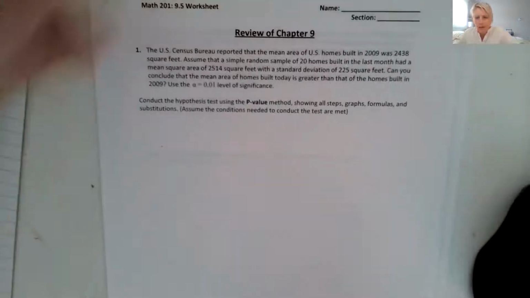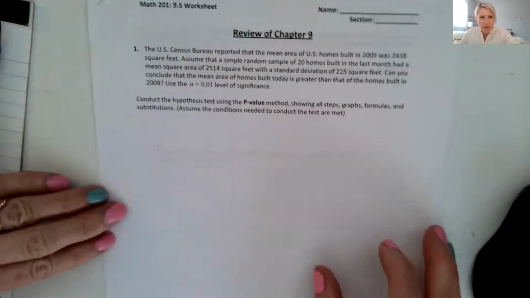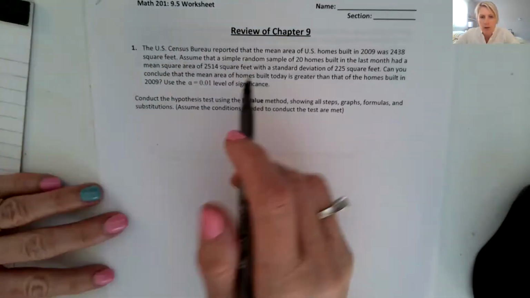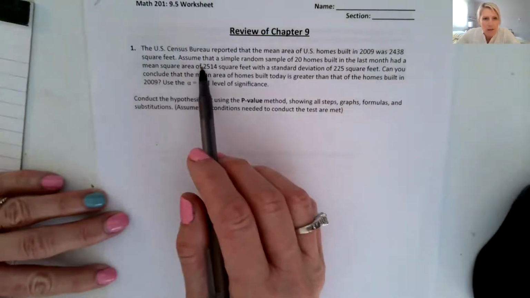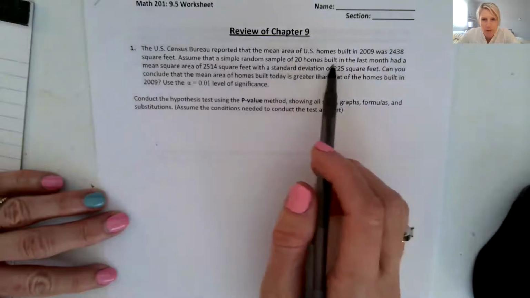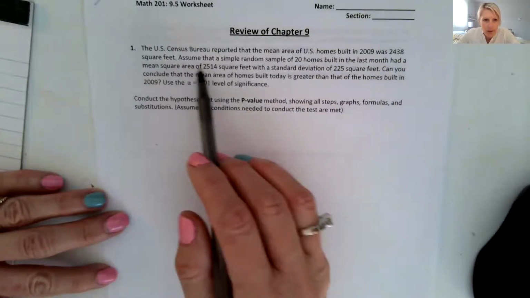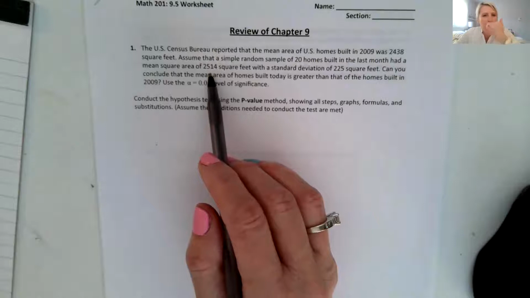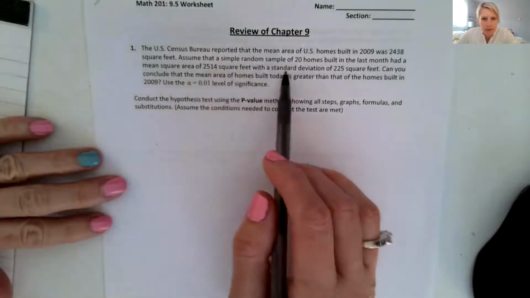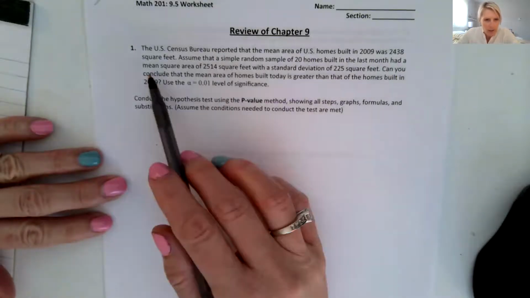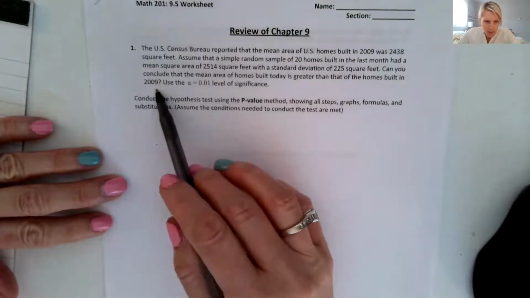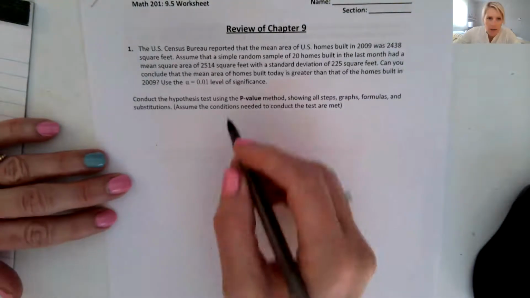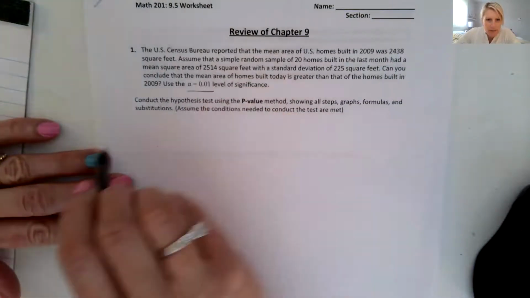Okay. So, first question says, the U.S. Census Bureau reported that the mean area of U.S. homes built in 2009 was 2,438 square feet. Assume that a simple random sample of 20 homes built in the last month had a mean square area of 2,514 square feet with a standard deviation of 225. Can you conclude that the mean area of homes built today is greater than that of the homes built in 2009? And here's our level of significance.